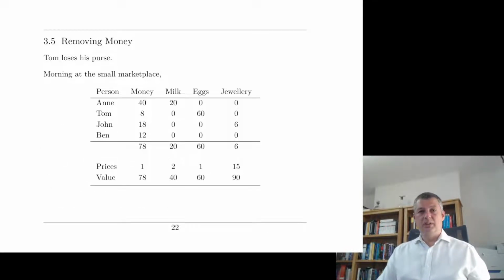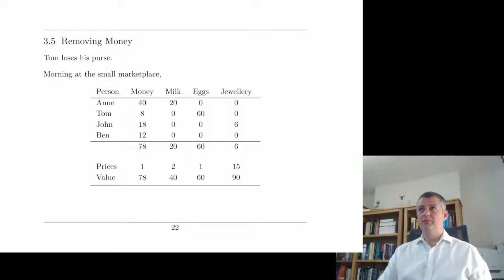Finally, we can look at what happens if we remove money from the market. So let's say that on the way to the market, Tom drops his purse with 30 pounds in it, and he just cannot find it. It's gone. So during this morning at the market, Anne's got her 20 bottles of milk, Tom's got his 60 eggs for sale still, and John's got his jewelry. Ben is selling his labor. There's only 78 pounds floating about the market on this particular day, and there's still 190 pounds worth of goods.